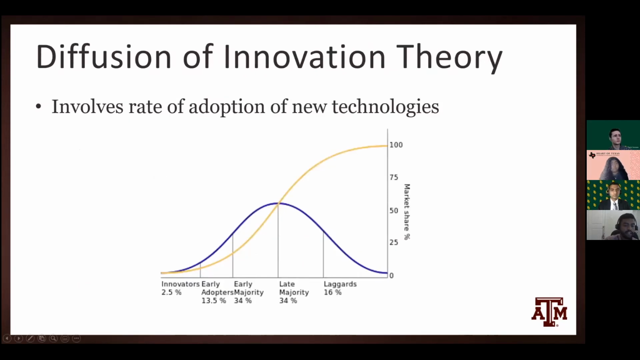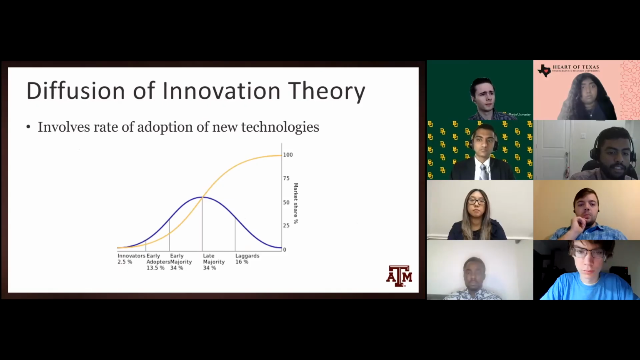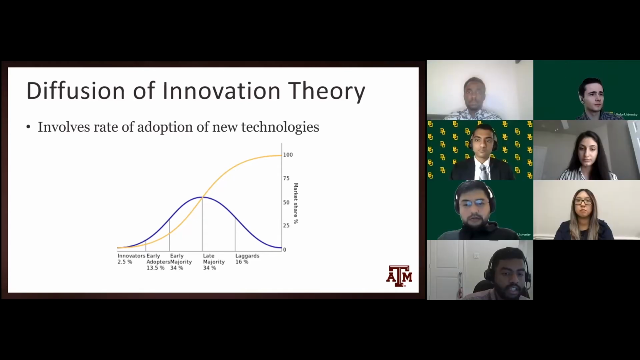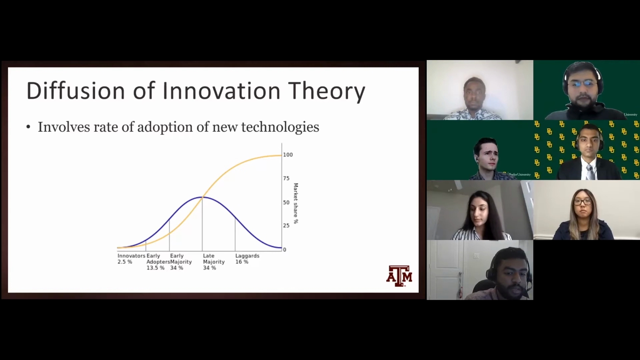The second theory is called the diffusion of innovation theory, developed by Rogers, who is a professor of communication studies. This theory pertains to the rate of adoption of new technologies. According to this theory, there are 5 main categories of people. We have the innovators, the early adopters, the early majority, the late majority, and the laggards. As the name suggests, the innovators are people who adopt a new technology first and the laggards are those who adopt it last. The following figure from the study by Rogers portrays these categories of people versus the market share of the new technology.